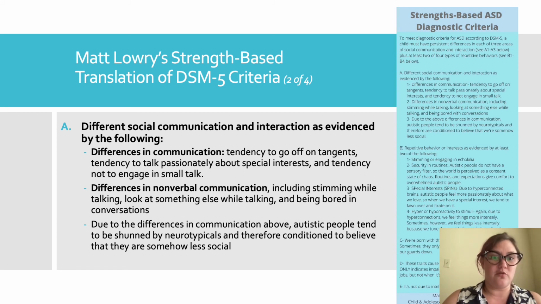Differences in nonverbal communication. So this is like deficits in eye contact, but he explains it here in a much more affirming way as stimming while talking, looking at something else while talking, or being bored in conversations. And due to the differences in communication, autistic people tend to be shunned by neurotypicals and therefore conditioned to believe that they're somehow less social.